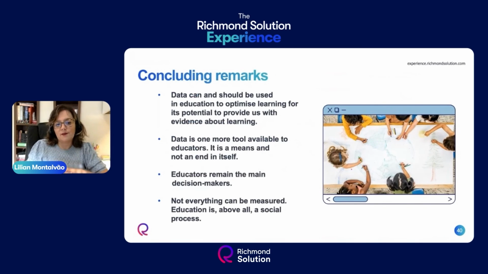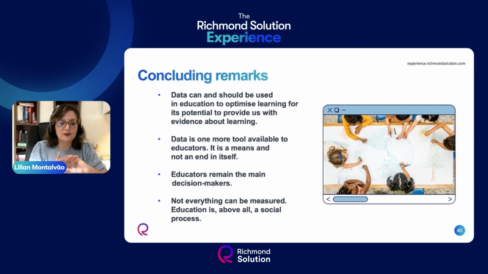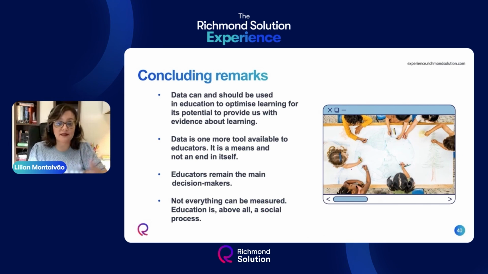So here I have some concluding remarks. Data can and should be used in education to optimize learning because of its potential to provide us with evidence about learning. So we shouldn't disregard that. It's there, it's available, let's use it. Data is one more tool available to educators. So this is important. It is a means and not an end in itself.